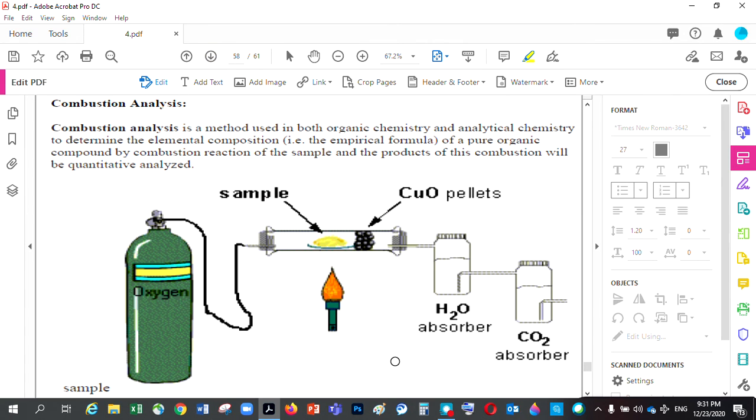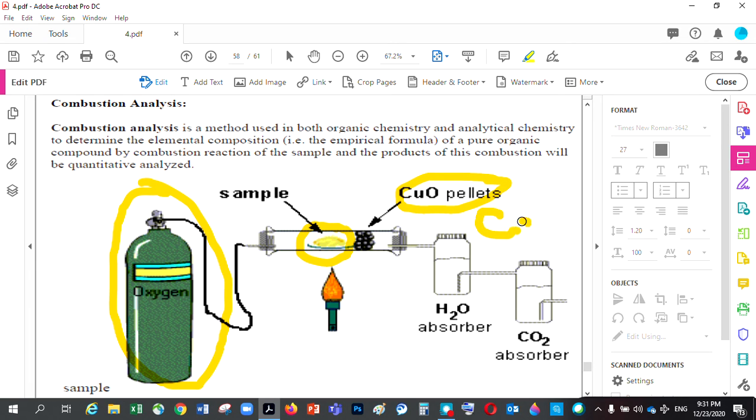Let's look at the last one here. The last one, for elemental analysis, is called combustion analysis. In combustion analysis, oxygen is the excess reactant, correct? And the compound to be combusted will be your limiting reactant. We heat. This is a tube here. We have a catalyst here, just to help the reaction go faster.